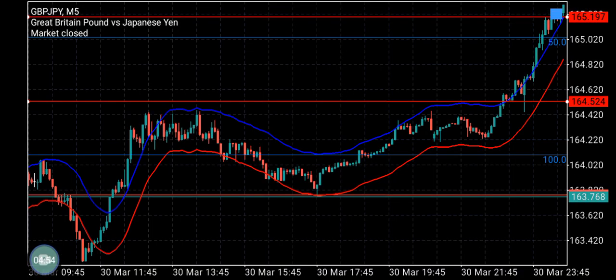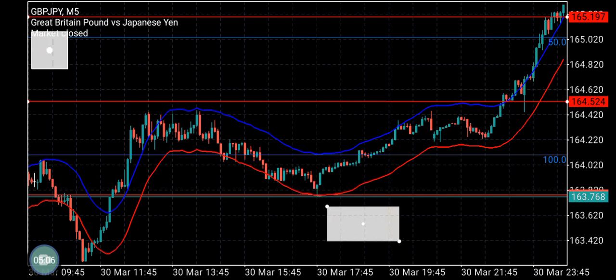This is what I've backtested using my TradingView. It took me some time to backtest to see how accurate this is. It has a very high win rate. So here, this is our lower band. Let me draw a rectangle over here. This is our lower band.